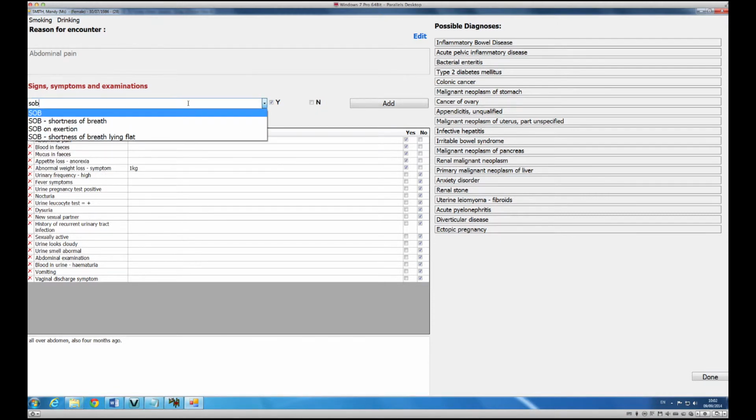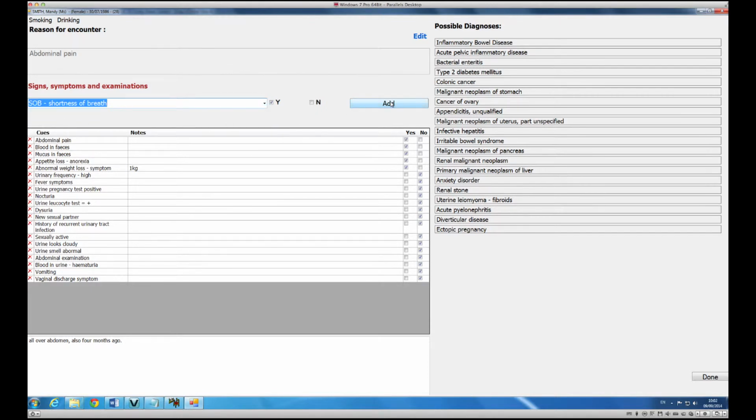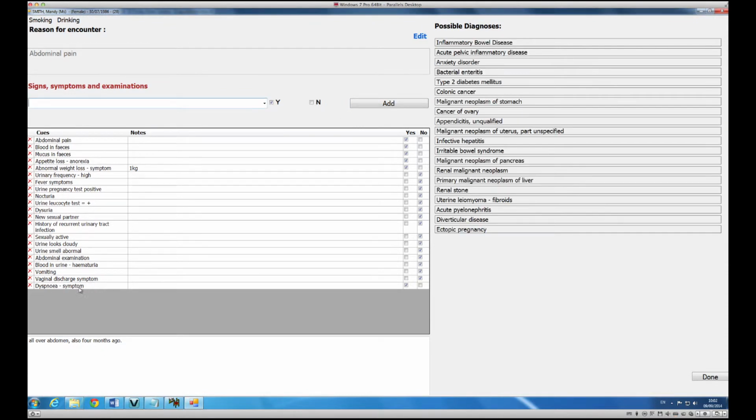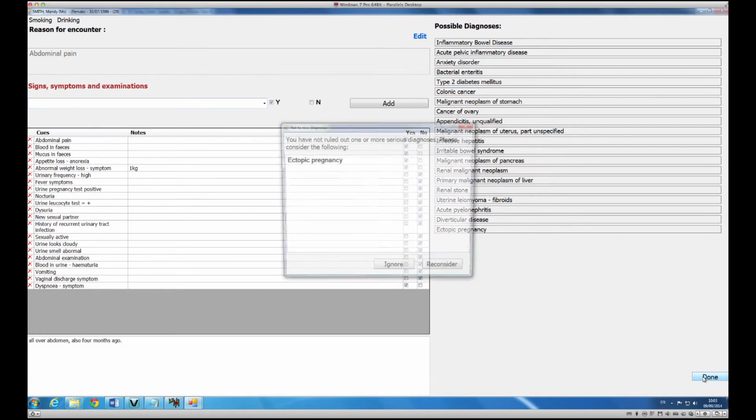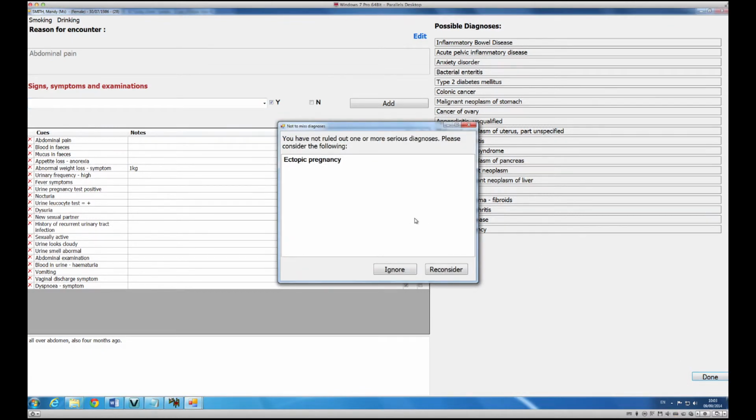There is also the possibility to enter synonyms, so I'm going to add SOB for shortness of breath. So it picks up SOB, which is a usual shortcut in the GP. If I click shortness of breath and add that, what actually gets added is dyspnea, the symptom. So we're picking up both local and Read code synonyms. So we're going to move on now to make a diagnosis.